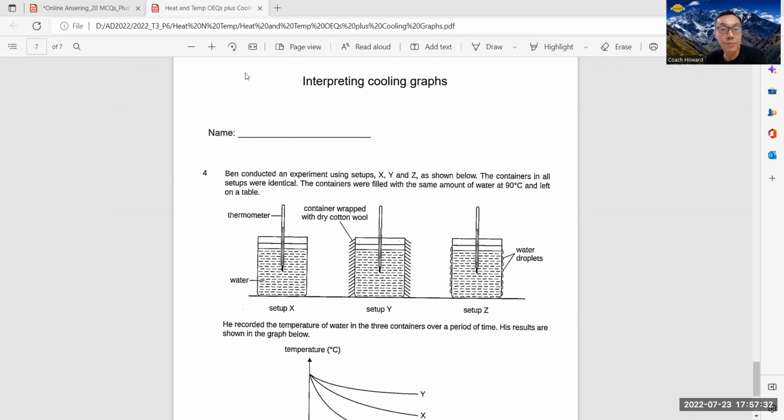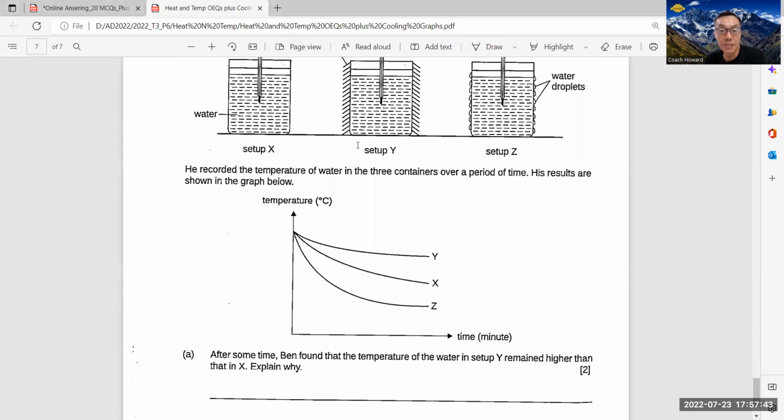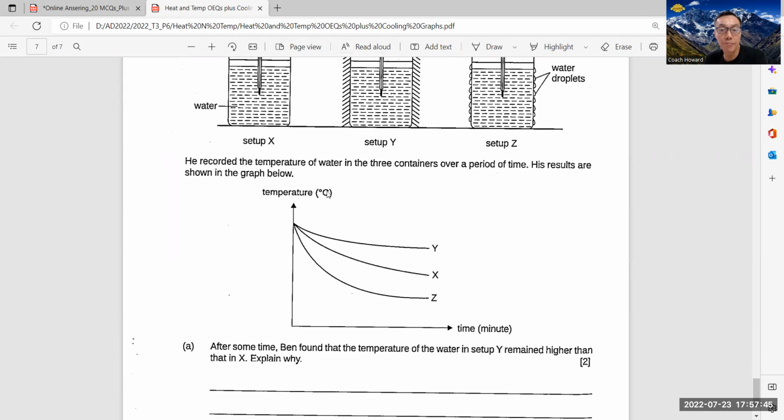Today, I'd like to help you interpret these cooling graphs. What do I mean by cooling graphs? In examinations, the student will be shown the temperature on the vertical axis, and the horizontal axis will show the time, either in seconds or in minutes. In a cooling graph, usually 3 lines will be shown.